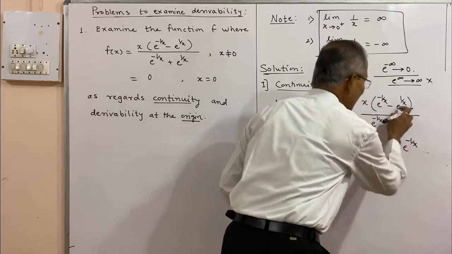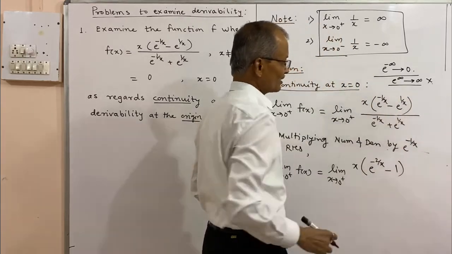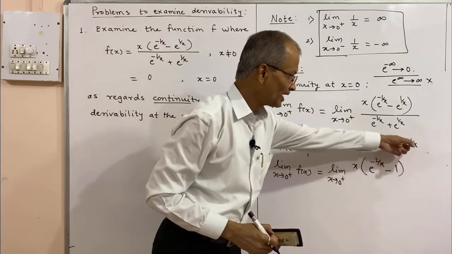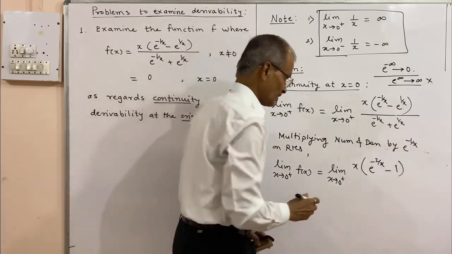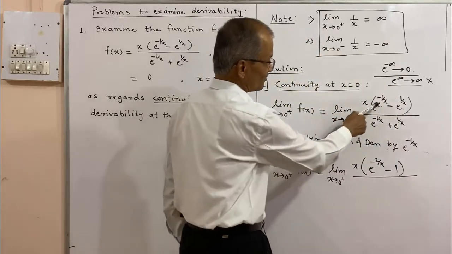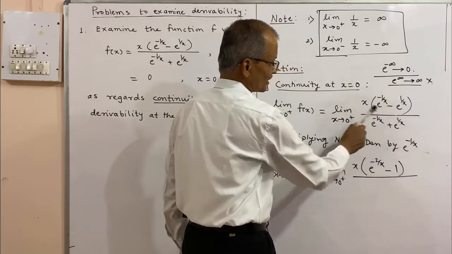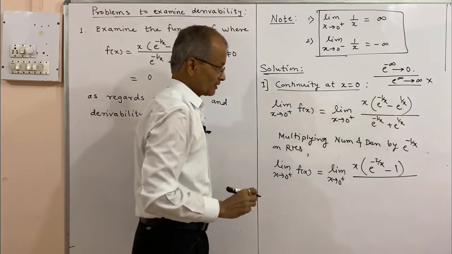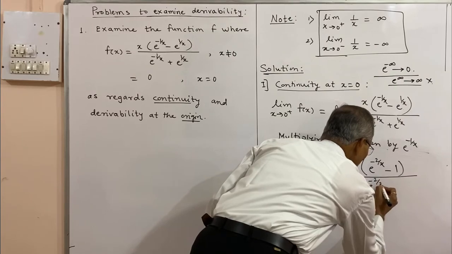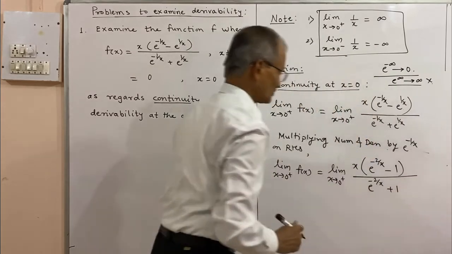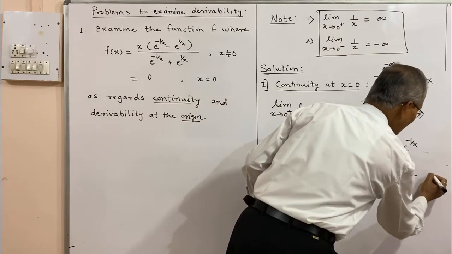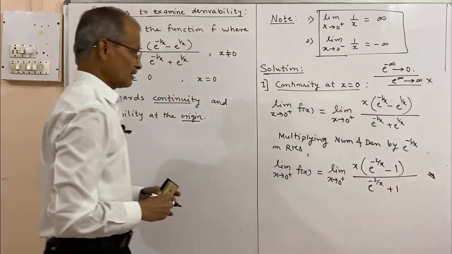We are dividing by this term, so e raised to 1 by x divided by e raised to 1 by x is again 1. That means we are multiplying by e raised to minus 1 by x, and the denominator is the same. The same terms are there, only there is a plus sign between the two terms, and therefore this becomes e raised to minus 2 by x plus 1. So this we have obtained. You note this step, why we have done it like this.